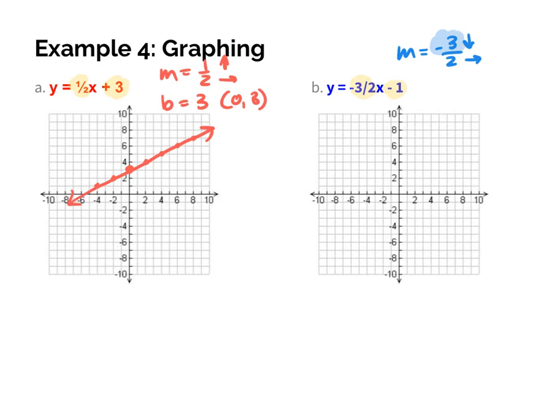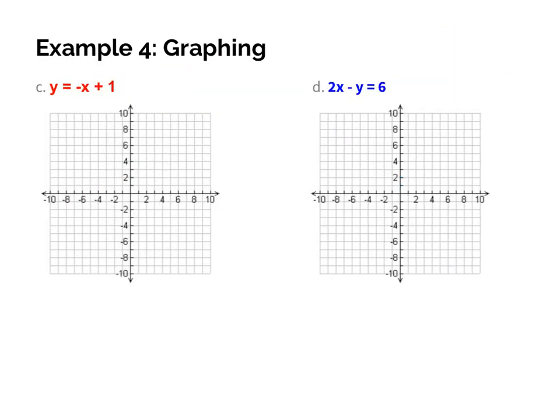We always want to go to the right. And then again, my y-intercept here is going to be negative 1, which means it's a point of 0, negative 1. So starting at negative 1, I'm going to go down 3 and then over 2, down 3 over 2, down 3 over 2. And to go in reverse, I can go up 3 over 2 as well, and then again, up 3 over 2. Once I get enough points, I should be able to get a sense of what my line looks like, and then connect the dots.